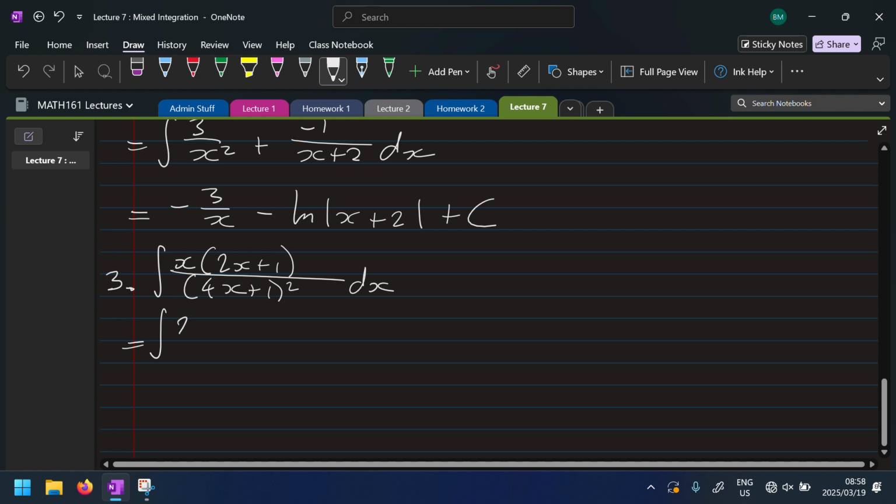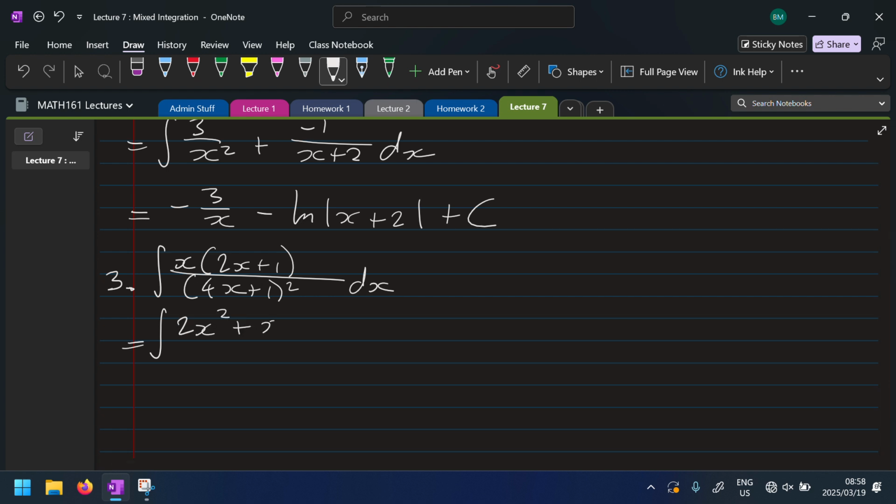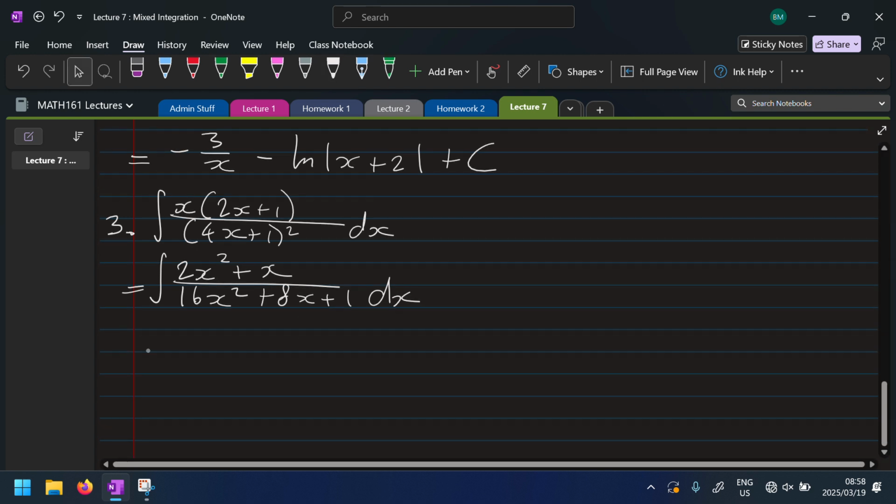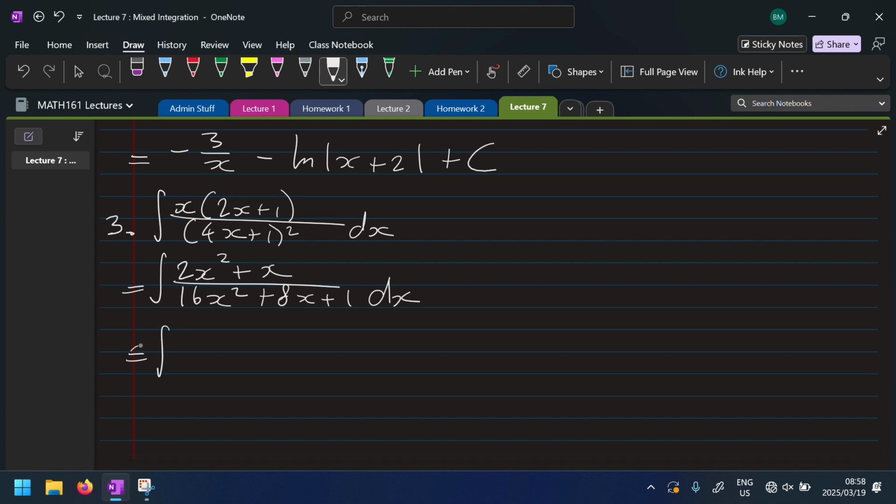So this is going to be 2x squared plus x. And then in the bottom, we're going to have 16x squared plus 8x plus 1. And written like this, we can immediately see quadratic over a quadratic, we have to do long division. Okay, so we do that, and we end up with the integral 1 over 8, integral 1 minus 1 over 4x plus 1 squared.